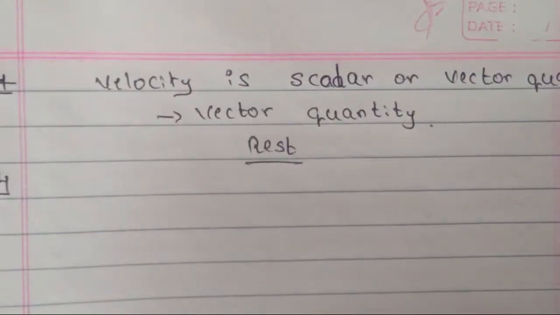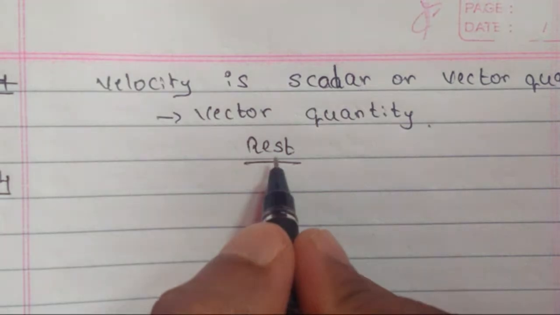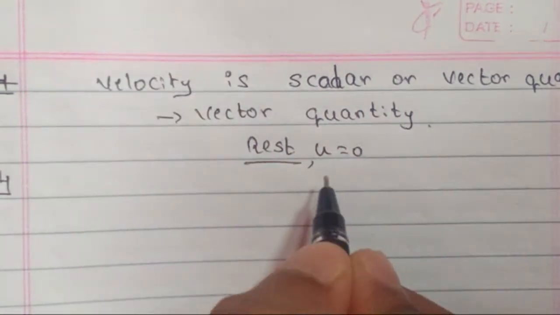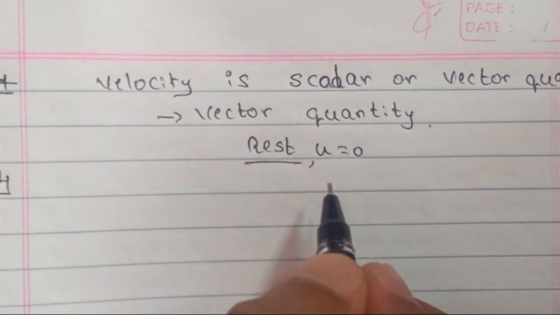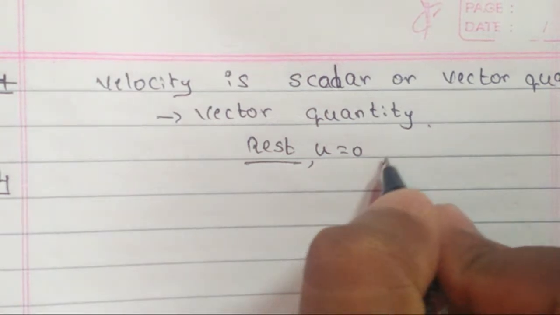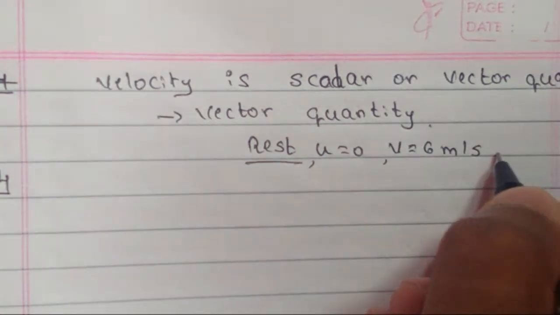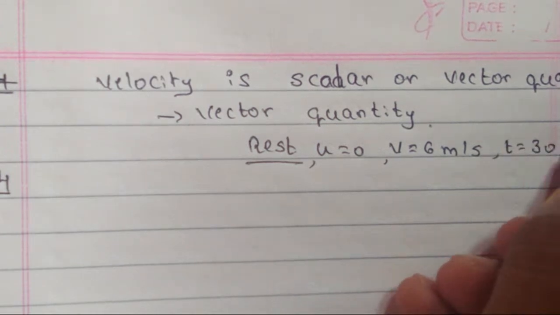Then, starting from stationary position, Rahul pedals his bicycle to attain a velocity of 6 meter per second. So initially it is rest, that means u value is 0. u is the symbol used to represent the initial velocity, that is 0. Next, it attains a velocity, that means v is given, that is 6 meter per second in time 30 seconds. t is 30 seconds.